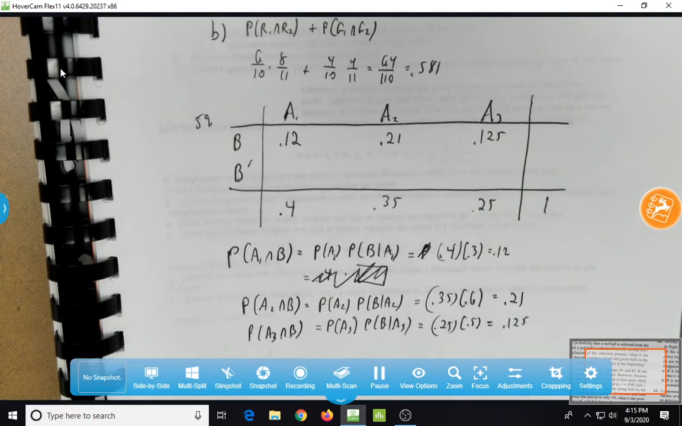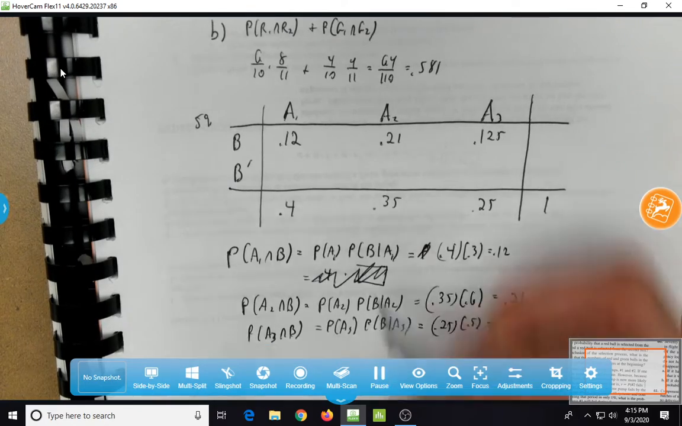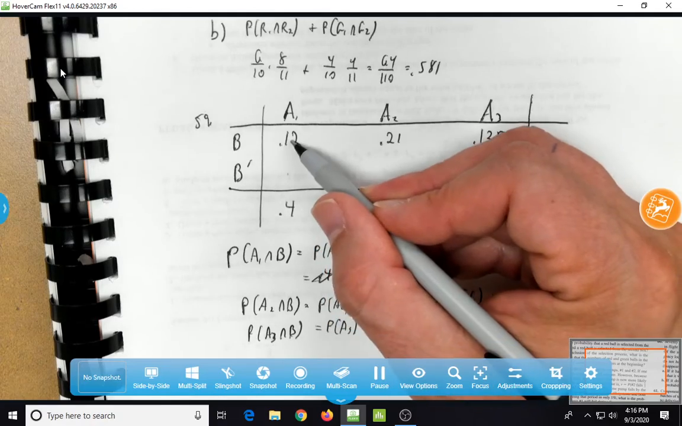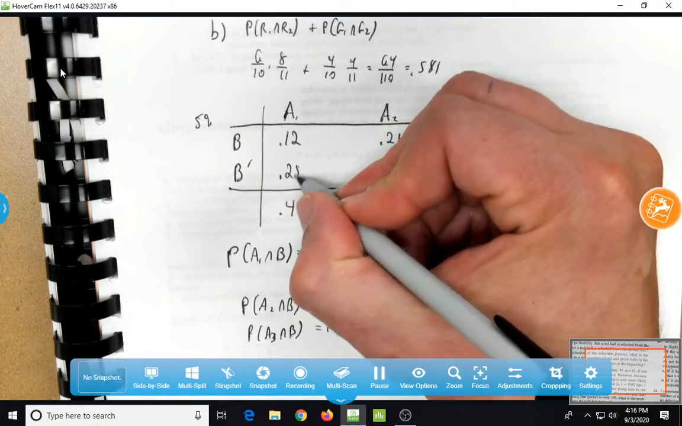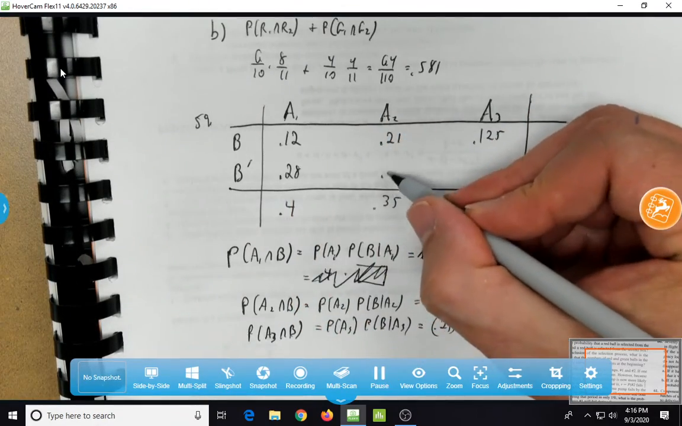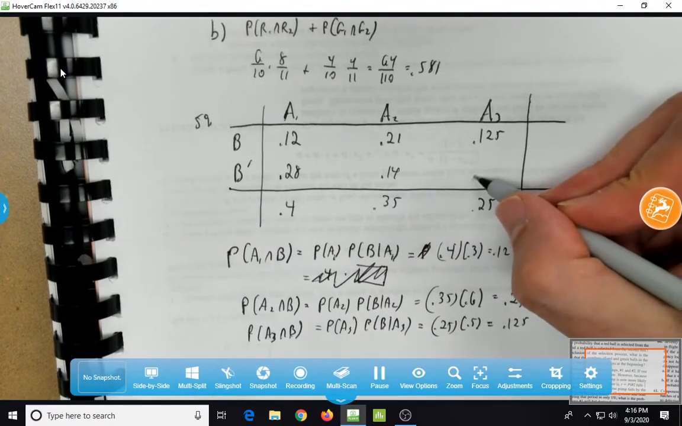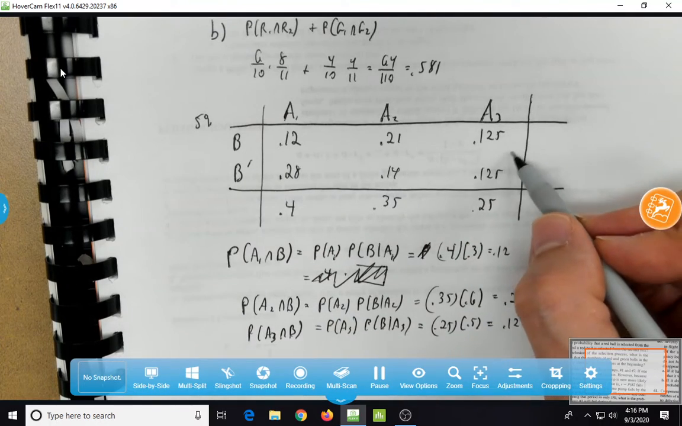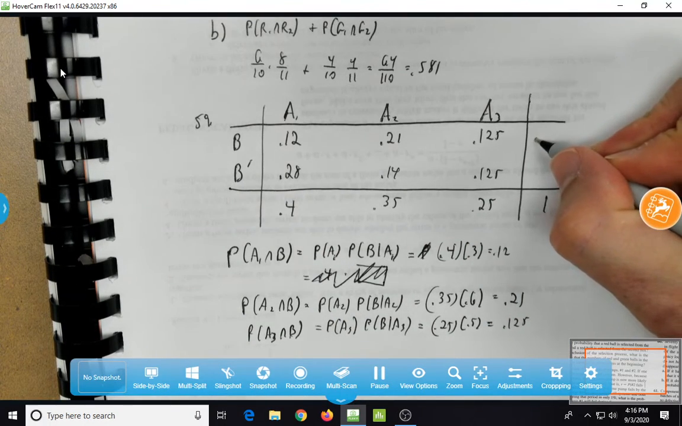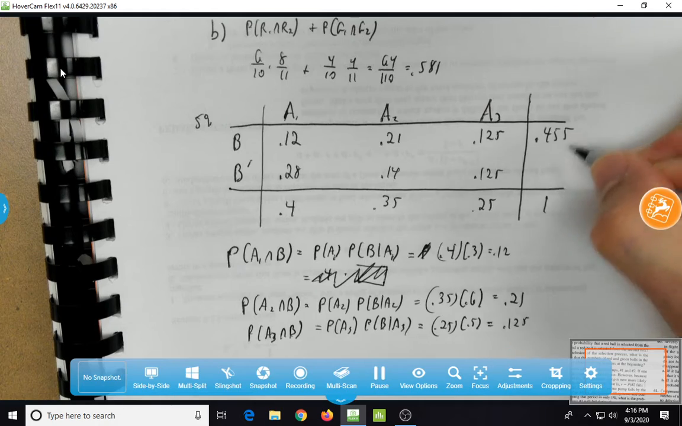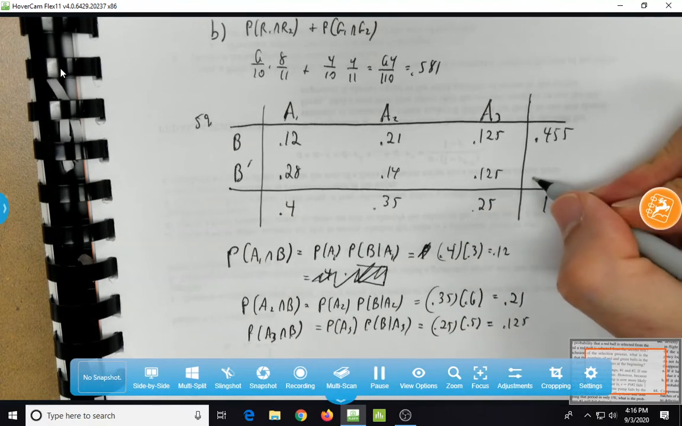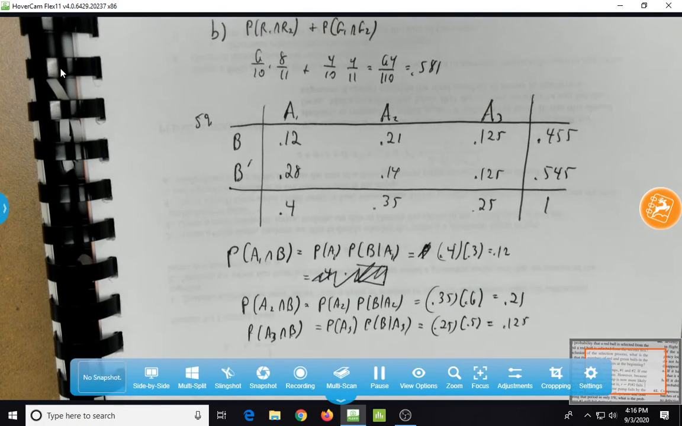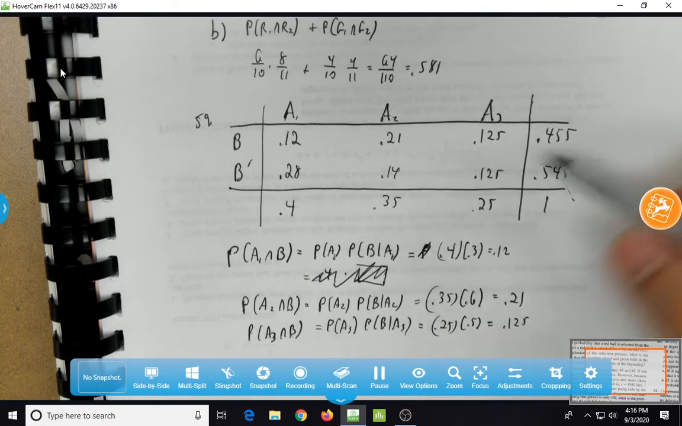Now, once I have this, I can fill in the rest of the chart. If this column has to be 40%, the other entry has to be 28%. This one has to be 14%, and this one has to be 12.5%. I can then add these across to figure out the probability of B, and I get 0.455, and if I add these across, I get 0.545. And notice if I add these two together, I get 1.